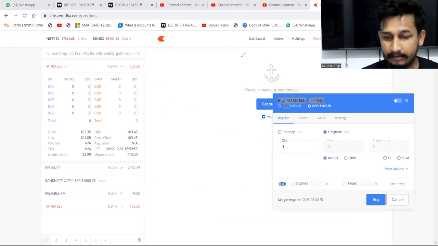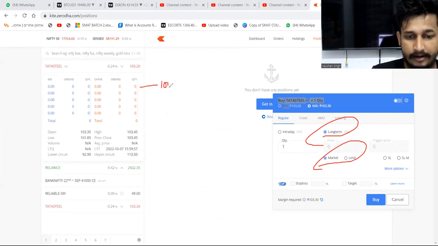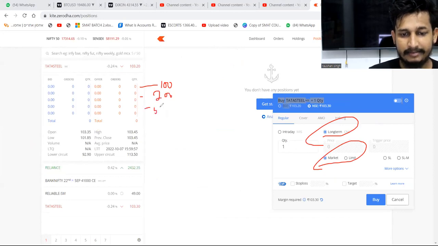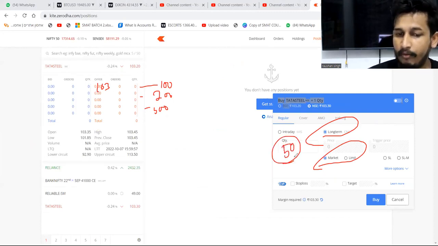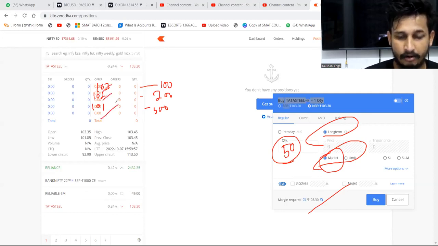When I'm clicking on a market order, from whom am I going to buy? Let's say for an example the quantity is 100, 200, like this, it has been placed, and the price is 103. I want to buy 50 quantity. And here there is a price of, let's say, 102, 101. I want to buy just 50 quantity and I'm clicking on market order. Whom do you think I'll be buying from first? At what price will I be getting this stock: at 103, at 102, or at 101?